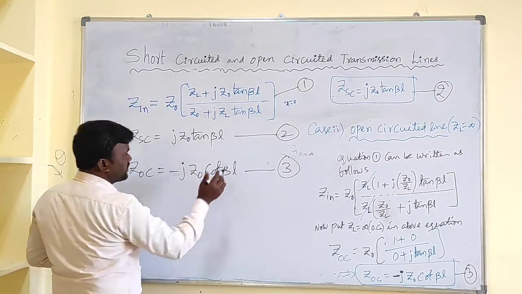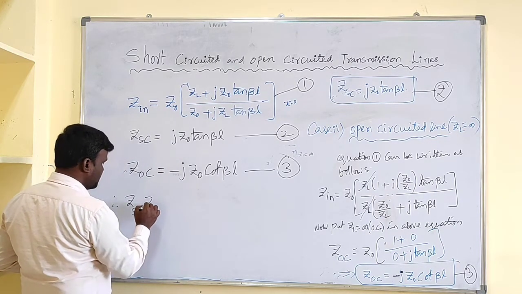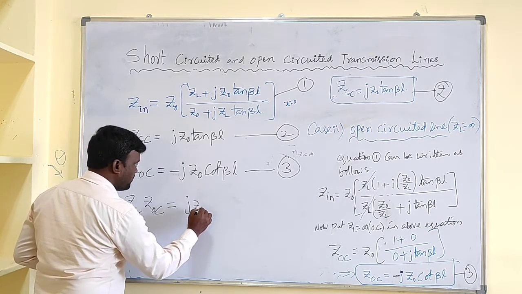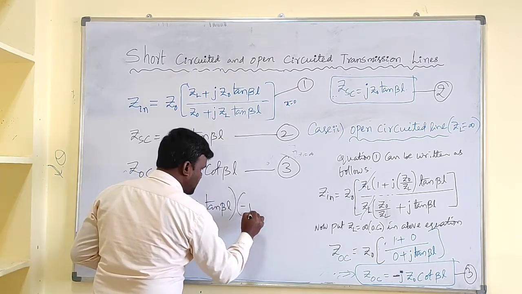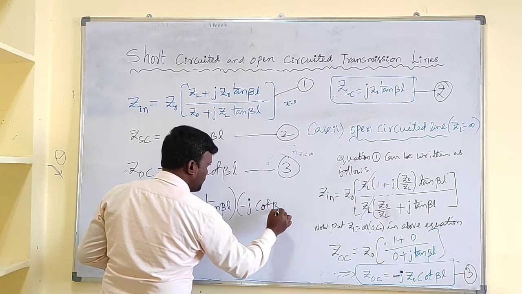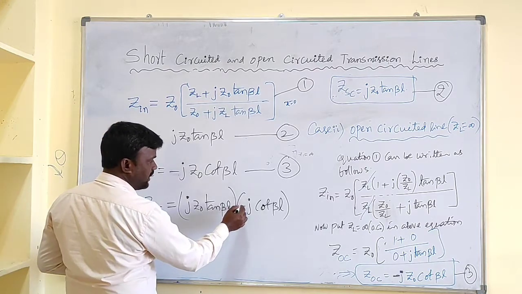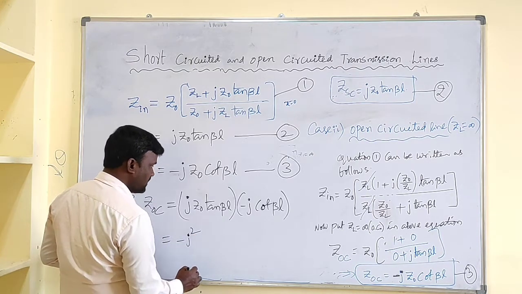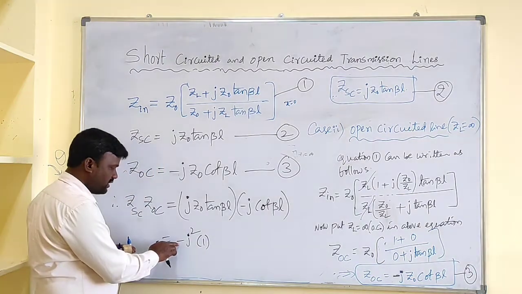Now multiply equation 2 and equation 3, that gives what? ZSE into ZOC is equal to J into Z naught tan beta L, that is ZSE, into minus J Z naught cot beta L. So J into J, that is J square. Here you have minus, so that means minus J square. Tan beta L cot beta L gives 1. Of course J square is minus 1.